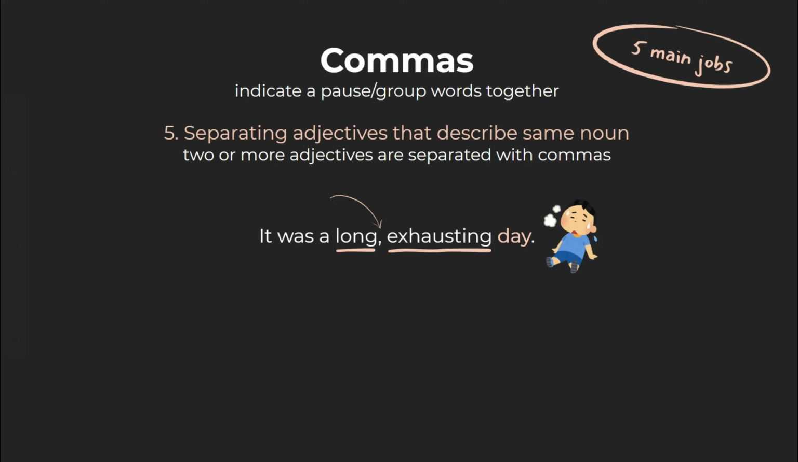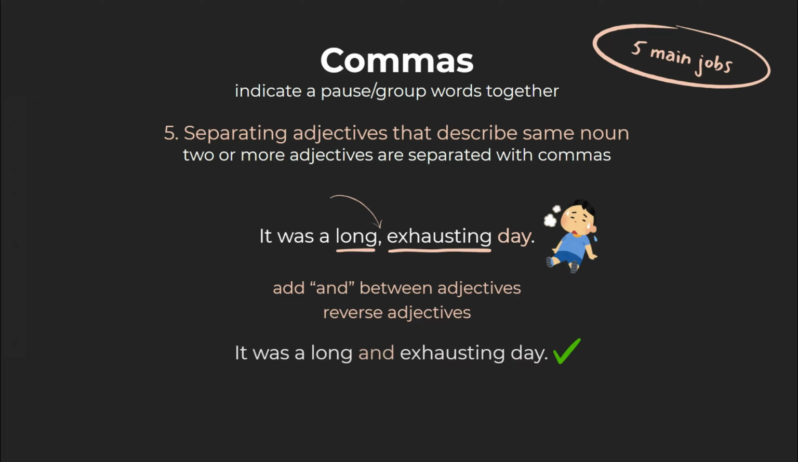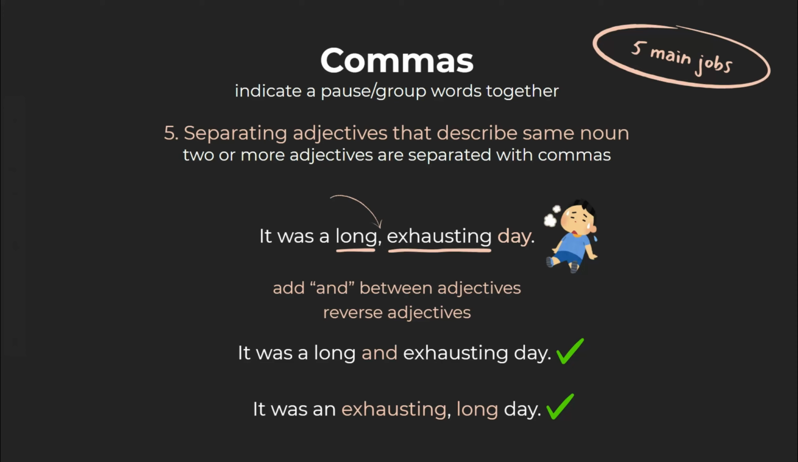A good test to see if the comma is necessary is if you could either add the word "and" between the adjectives or reverse the order of the adjectives. In this case, we could say, it was a long and exhausting day, or it was an exhausting long day, and it would still be grammatically correct.